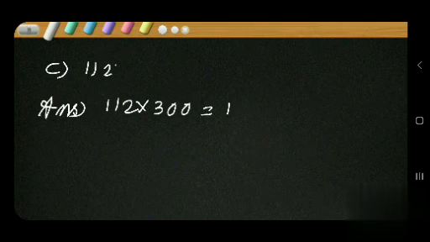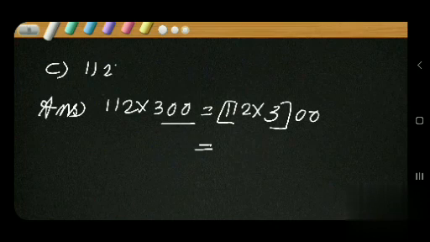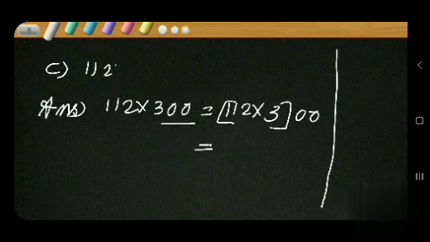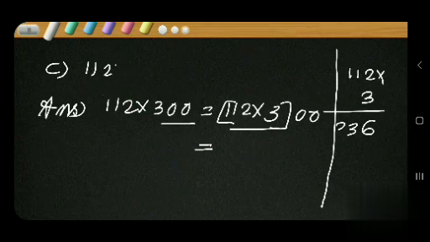For this we have to multiply 112 into which number? 3. With this answer, how many zeros? 2 zeros. Why? In 300 there are 2 zeros. So, in the working column we have to multiply 112 into 3. 2 3s are 6, 1 3s are 3, 1 3s are 3. So, 112 into 3 is 336.